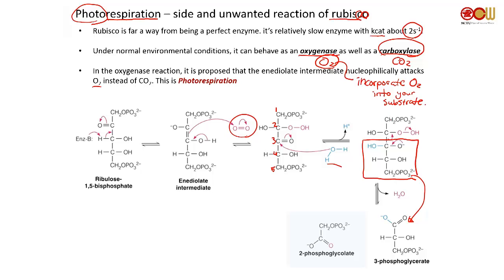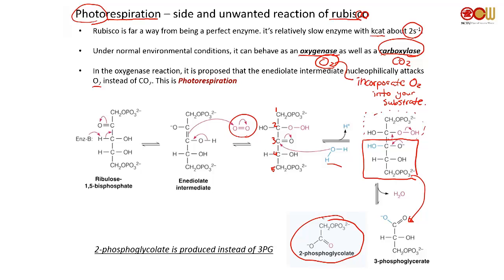But the top part, okay, so this part, what you'll get is a 2-phosphoglycolate. Okay, so it doesn't look like 3PG, right? It's not 3PG, it's 2-phosphoglycolate, it's glycolate. So the problem now being, you produced a product that you don't know what to do with, okay? Instead of a 3PG that you can use to make G3P, now you get 2-phosphoglycolate.